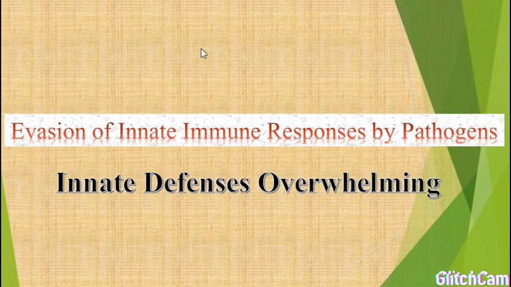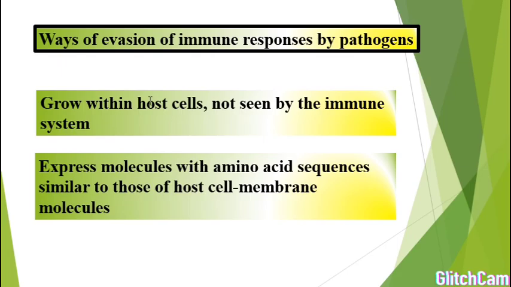But I find it will be interesting in this lecture also to highlight the failure of the innate defense. So evasion means escape of innate immune responses by pathogens as a survival strategy. The pathogen may evade the innate immune responses just as a survival strategy. They follow several ways to evade or to escape immune responses.